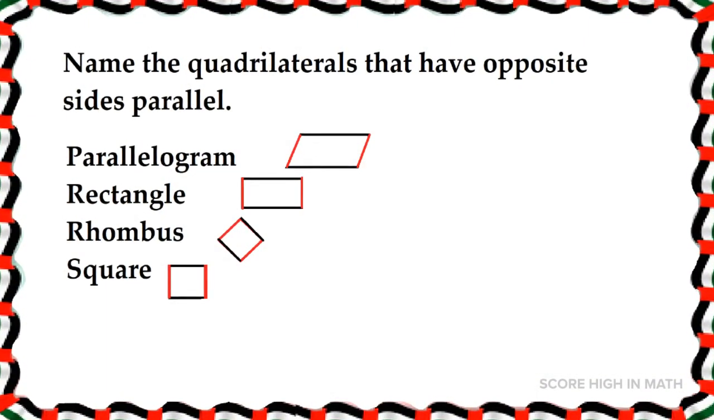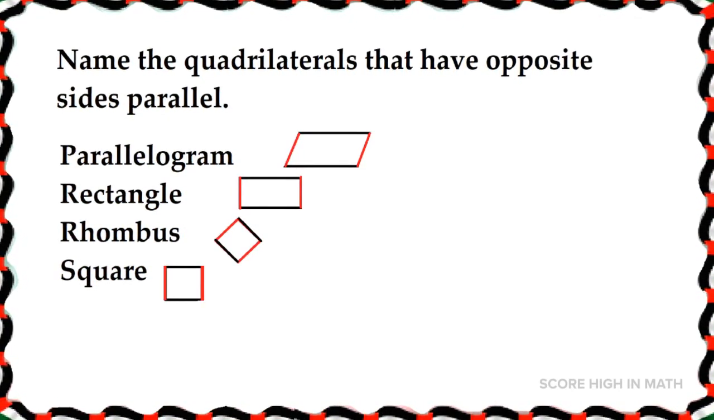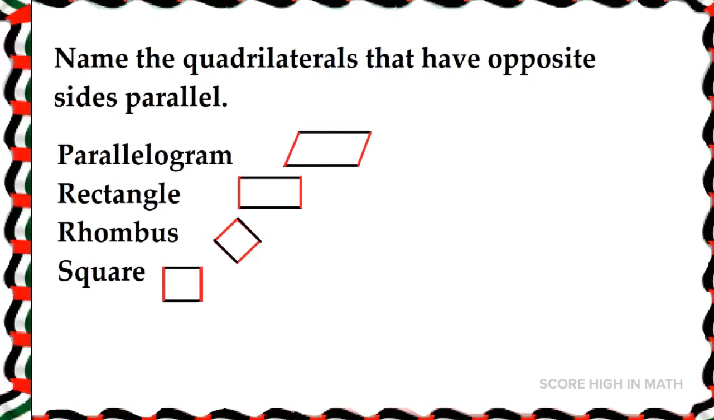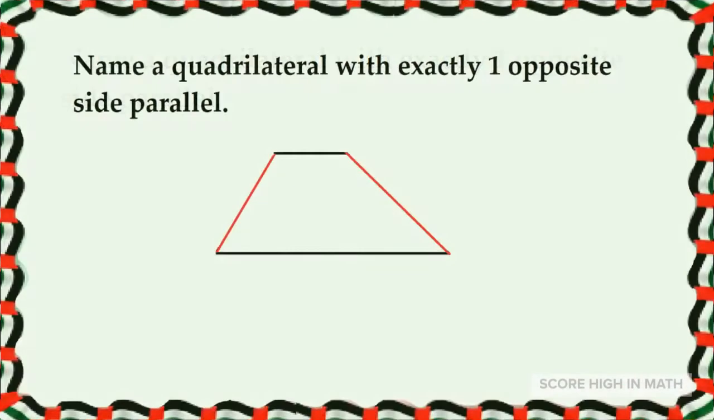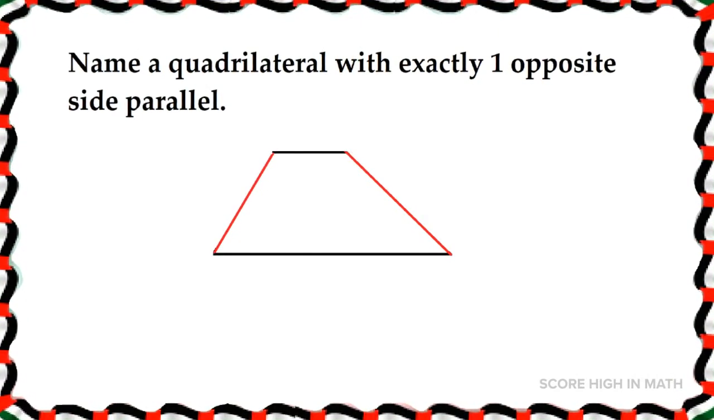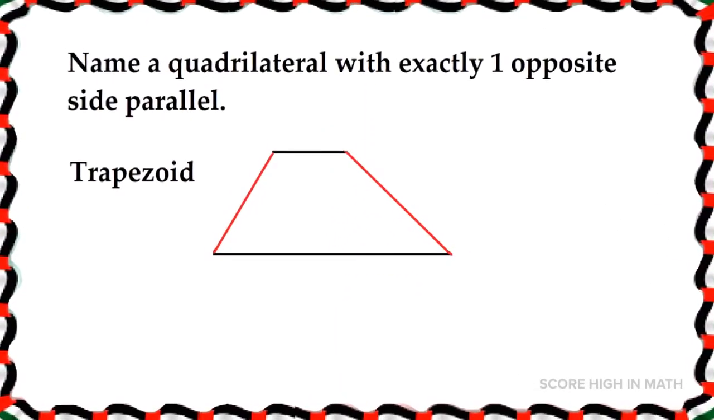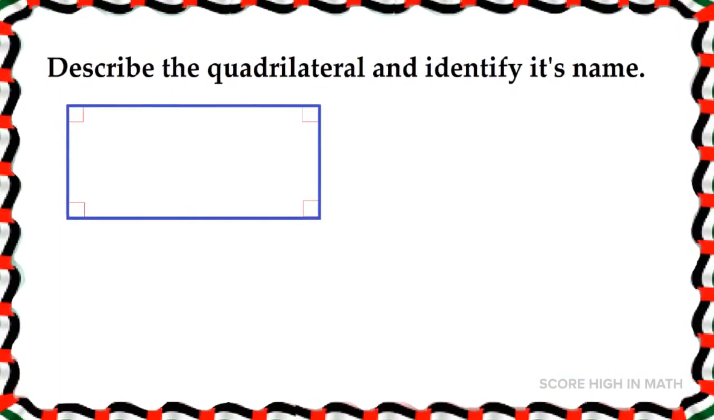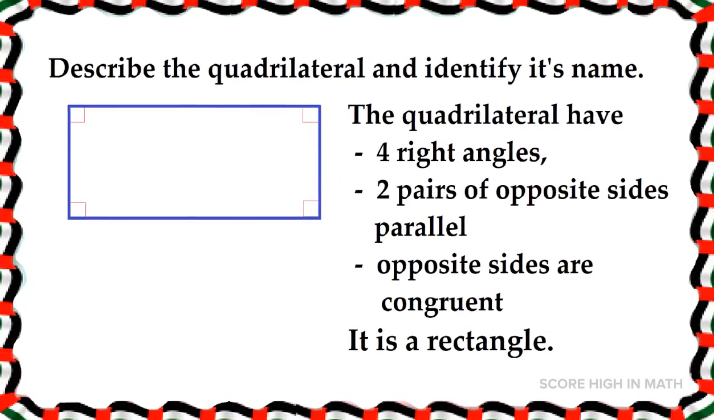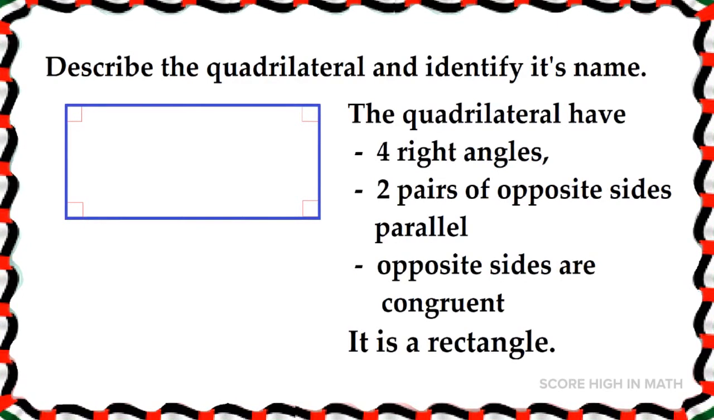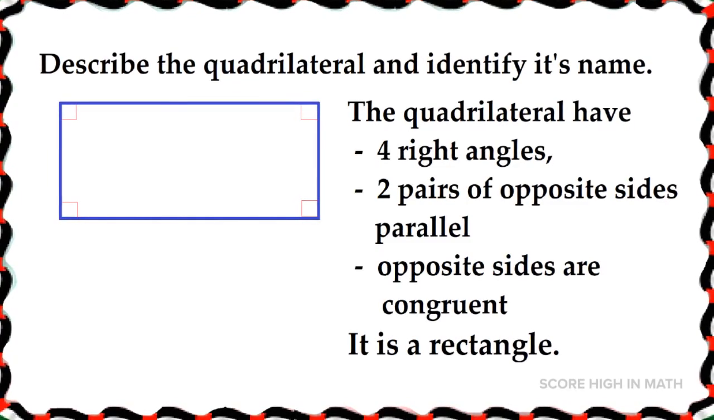The first pair with opposite sides parallel are marked with black lines, and the second pair with opposite sides parallel are marked with red lines. What about a quadrilateral with exactly one opposite side parallel? Only this figure has exactly one opposite side parallel, the top and the bottom. You call this a trapezoid. Now let us describe this quadrilateral and identify its name. This quadrilateral has four right angles. It has two pairs of opposite sides parallel. It has opposite sides which are congruent. And this is a rectangle.